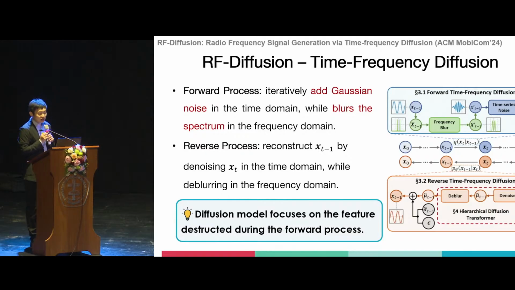So we design a generative diffusion process that is better aligned with the RF signal. We call it RF diffusion. That is the diffusion process for radio frequency signals.